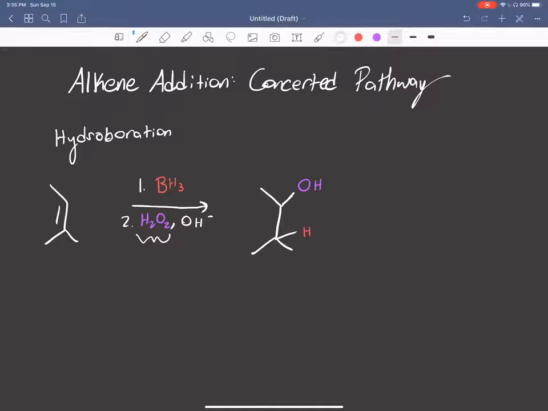And so if we talk about this in the context of Markovnikov's rule, the OH right here, because it adds to the less substituted carbon, is anti-Markovnikov, and I'm just going to write it as Mark, and the H adds Markovnikov, okay?